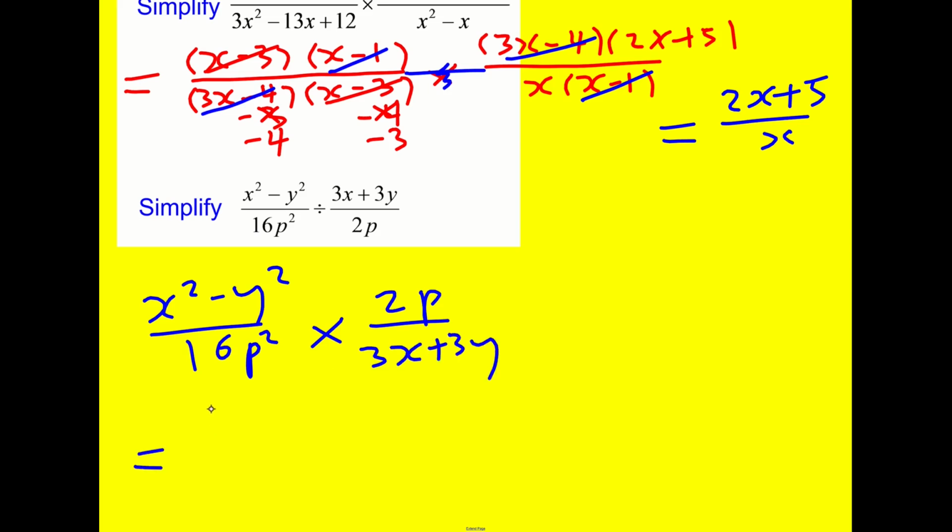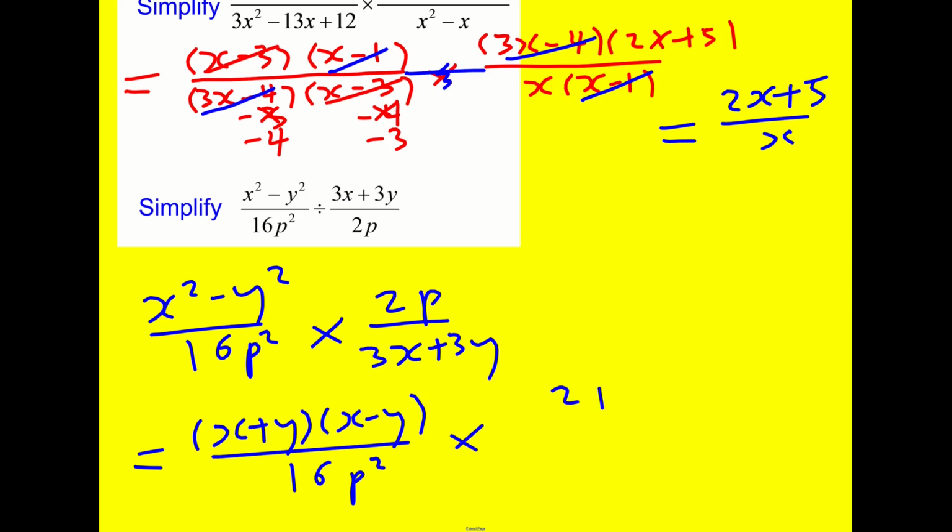Okay, and now I'm going to do exactly what I did before. I'm going to factorize out as much as possible and then try and cancel. So this top one is a difference of two squares. We've got x plus y, x minus y, divided by 16p squared, times 2p. That doesn't simplify, but I can factorize out the 3 to give me, whoops, not 3. I'm just going to cross it out, x plus y. All right, we're in a good place now.